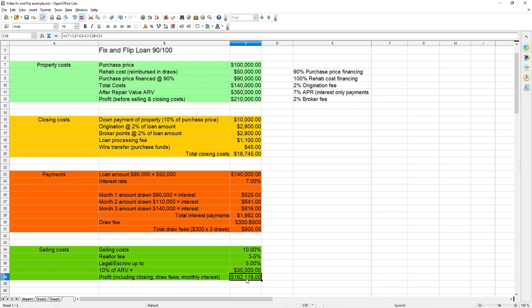We have now subtracted from our sale price the $35,000 for selling costs, the closing costs, the draw fees, and the monthly interest, and we're left with $162,118. Very nice profit margin.